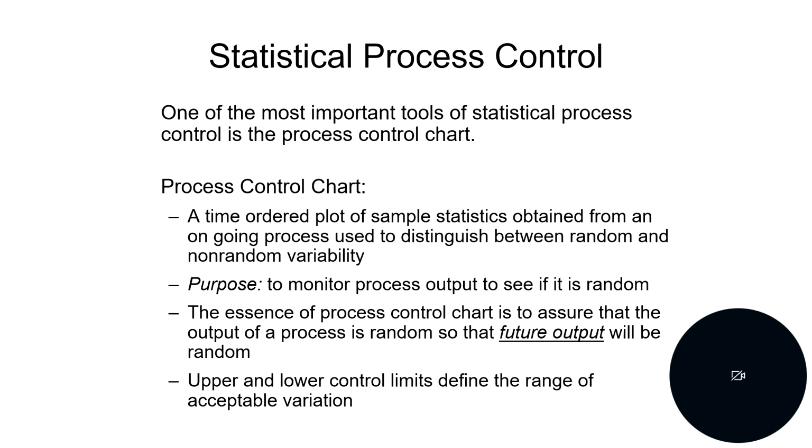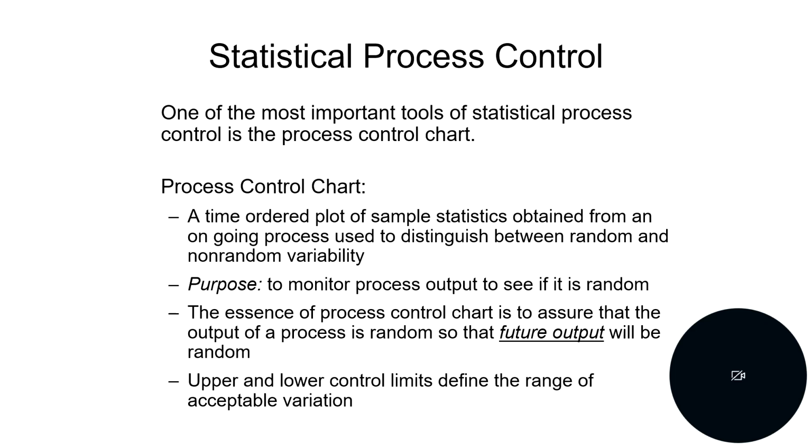And then we move on to a process control chart. This is going to be the key tool of statistical process control. We are plotting sample statistics over time to differentiate between random and non-random variation. We're doing this to assure the process output is random and stable. We know this because we're placing upper and lower control limits, defining the range of acceptable and expected variation.